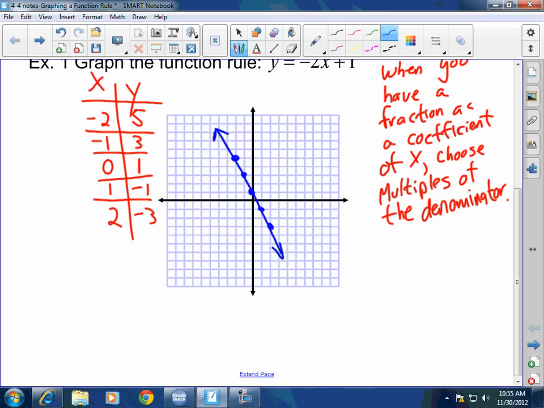Later on, we're going to learn tricks. I'm going to show you a trick next chapter where you never have to make a table for this again. I'm going to show you tricks for quadratic functions where you don't have to make a table. And for cubic functions and absolute value functions and all the different types of functions, I'm going to show you tricks of the trade. However, we have to know how to just, right off the top of our head, graph something.